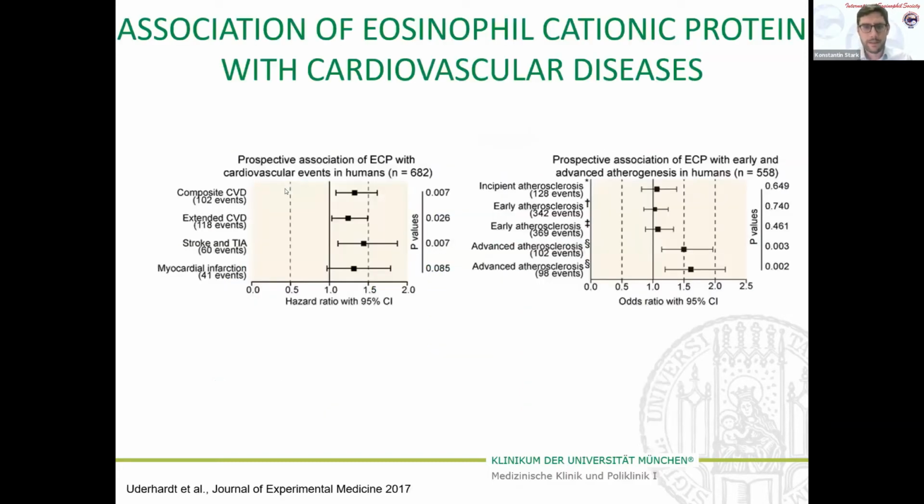There has also been another study by colleagues from Erlangen, Germany, and they showed that the eosinophil-derived mediator, eosinophil cationic protein, ECP, is elevated in patients with cardiovascular diseases, especially stroke and ischemic attacks. And when they looked at the stage of atherosclerosis, they saw that especially in patients with advanced atherosclerosis, there are elevated markers of eosinophil activation.